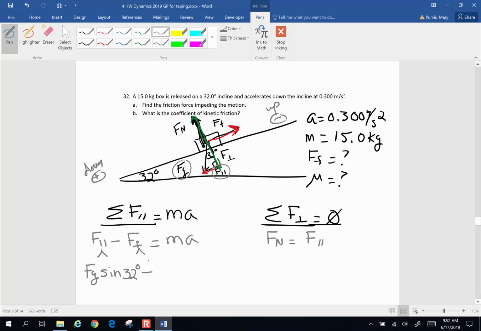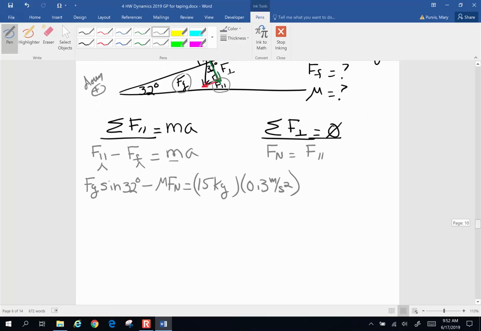And what am I going to replace force of friction with? Mu times normal force is going to be equal to my mass. What do I know for mass? 15 kilograms times my rate of acceleration, 0.3 meters per second squared. And I'm just going to carry this equation down as far as I can go, and when I get stuck, then I'll move to the other side. Okay, let's keep it going.